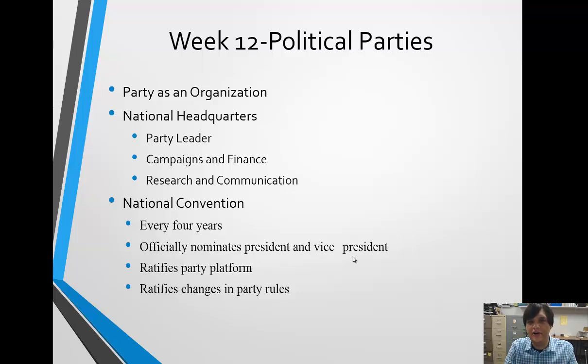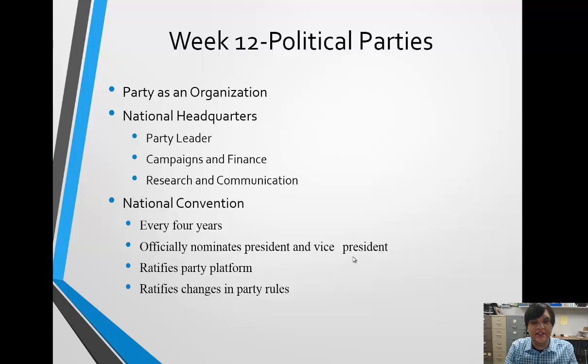We talked about Reince Priebus being the party leader for the Republicans. Debbie Wasserman Schultz is the leader for the Democratic Party. They all have a party leader, and those party leaders are in charge of overseeing what goes on in the party, organizing conventions, organizing campaigns and finance, and also doing research and communication.